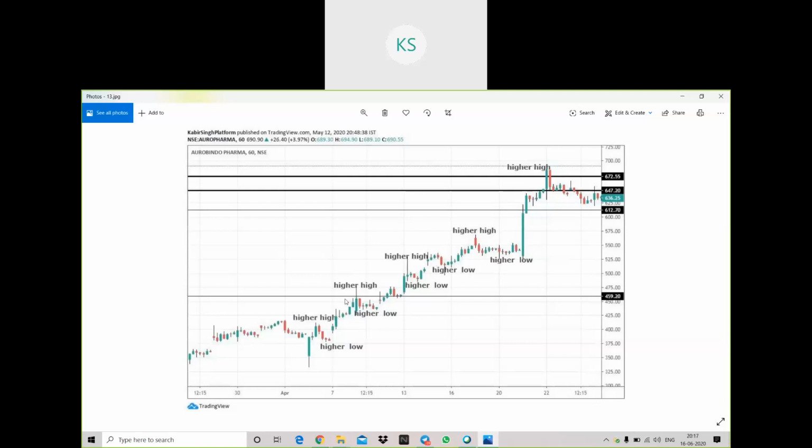pullbacks also. So you can identify that whenever a high is broken after forming one or two indecision or red color candles in the main trend, the stock has started moving in an upward direction.